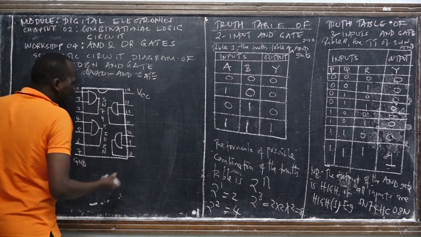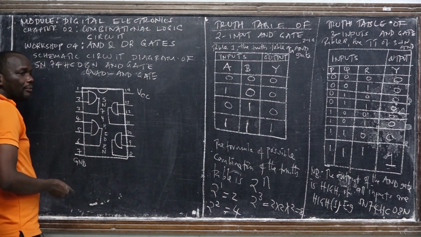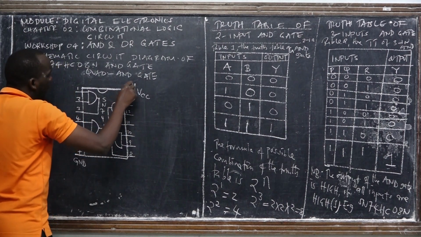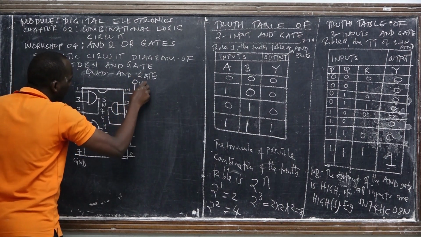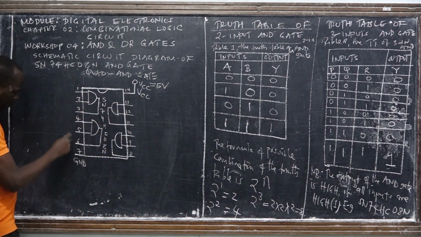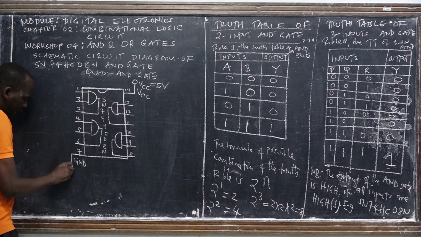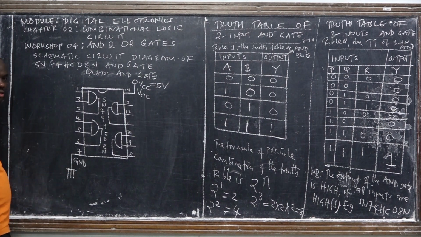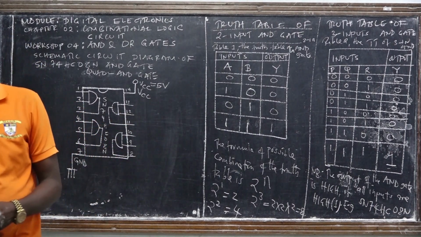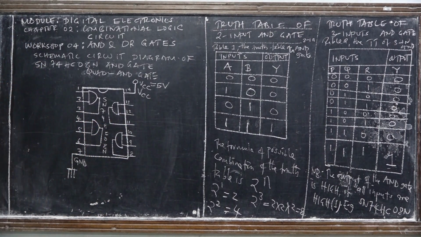Okay, so let us now draw the schematic circuit diagram. We need to supply power to our integrated circuit, and the power is 5 volts. But that is positive power. Then we need to supply negative power, which we call ground. So now we have provided power to our AND gate integrated circuit. Is it clear?